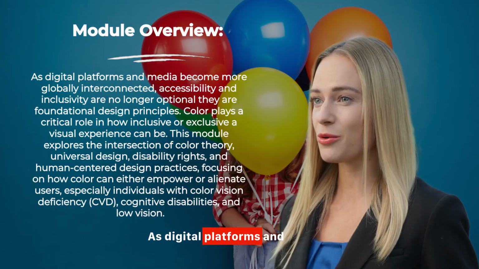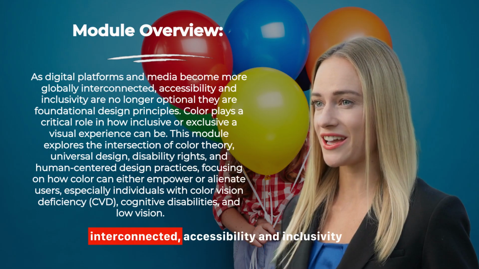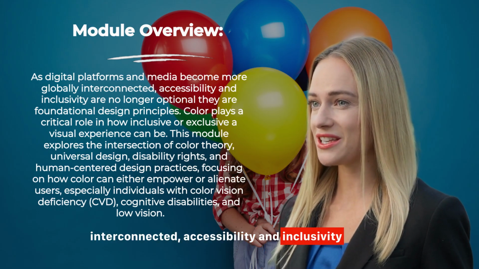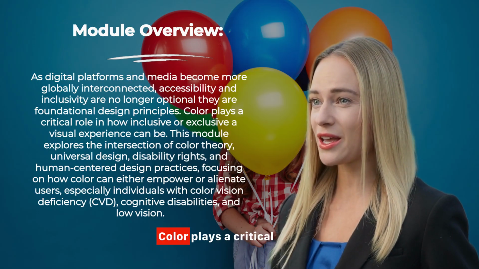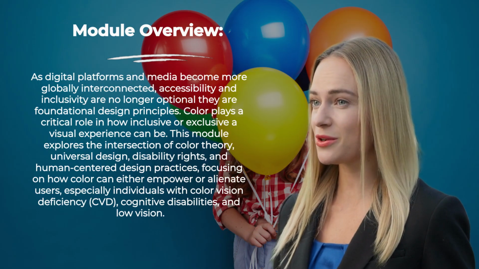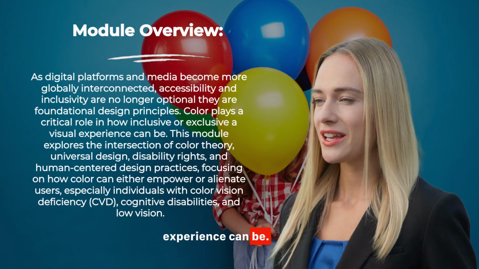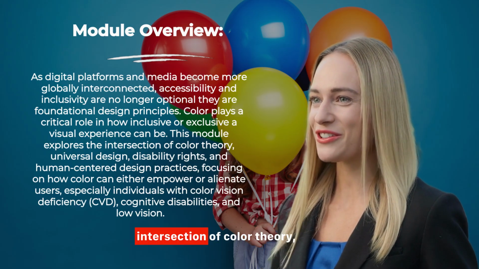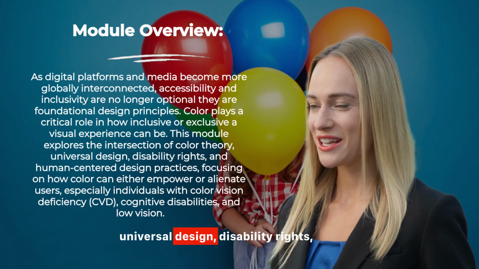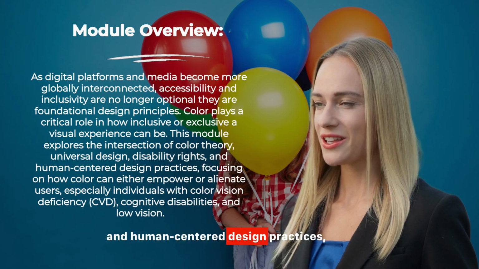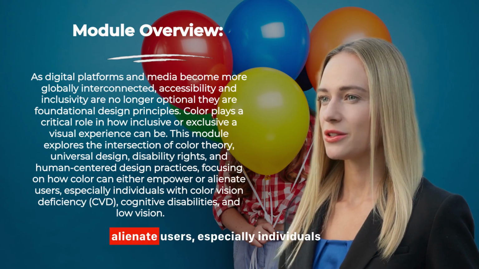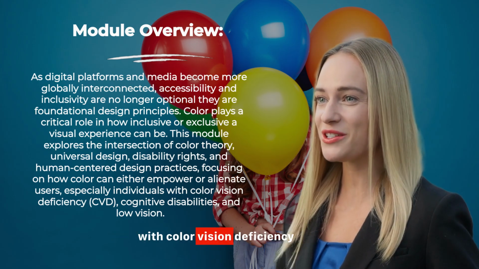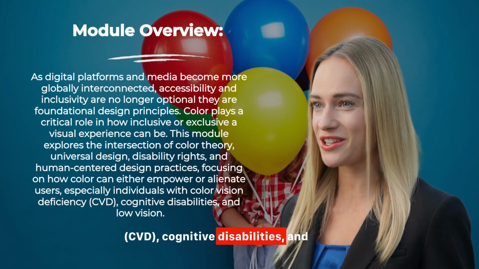As digital platforms and media become more globally interconnected, accessibility and inclusivity are no longer optional, they are foundational design principles. Color plays a critical role in how inclusive or exclusive a visual experience can be. This module explores the intersection of color theory, universal design, disability rights, and human-centered design practices, focusing on how color can either empower or alienate users, especially individuals with color vision deficiency, cognitive disabilities, and low vision.